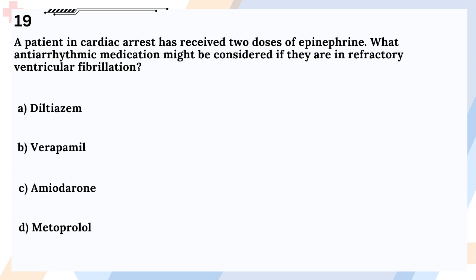Question 19. A patient in cardiac arrest has received 2 doses of epinephrine. What antiarrhythmic medication might be considered if they are in refractory ventricular fibrillation? A. Diltiazem. B. Verapamil. C. Amiodarone. D. Metoprolol.